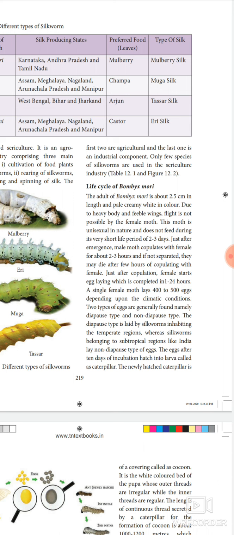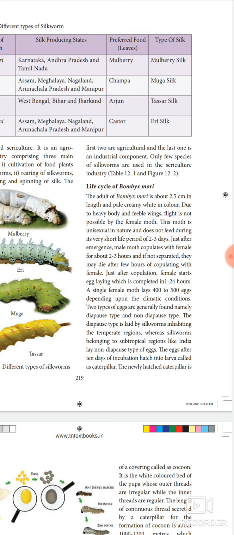Just after emergence, the male moth couples with the female for about 2 to 3 hours. If they are not separated after coupling, they may die. Just after copulation, the female starts to lay eggs, which is completed in 1 to 24 hours. A single female moth lays 400 to 500 eggs depending upon the climatic conditions.